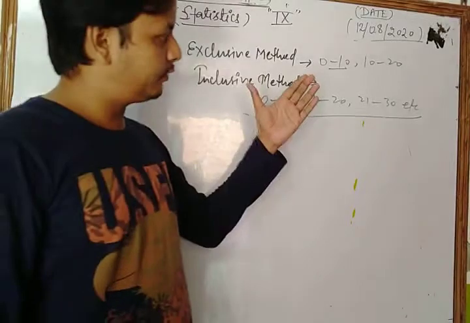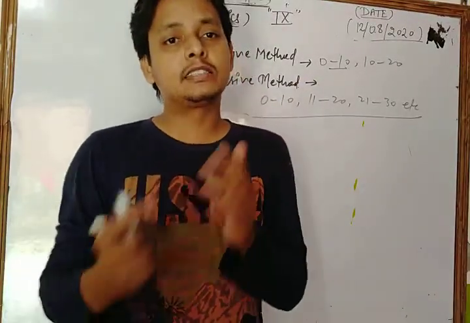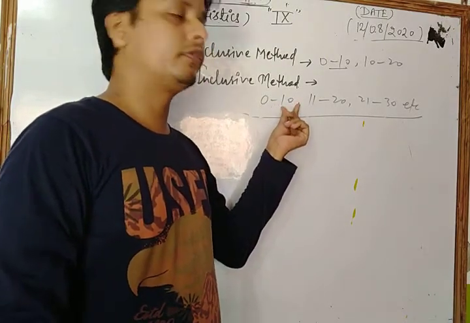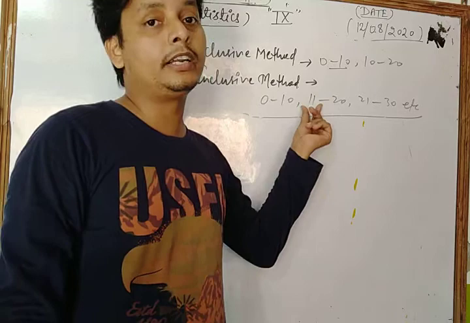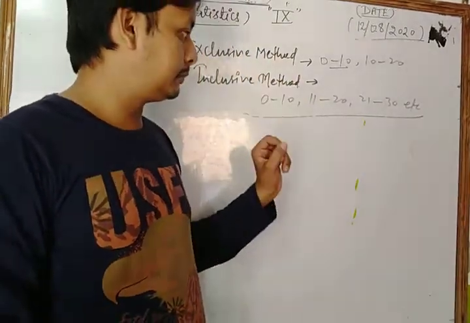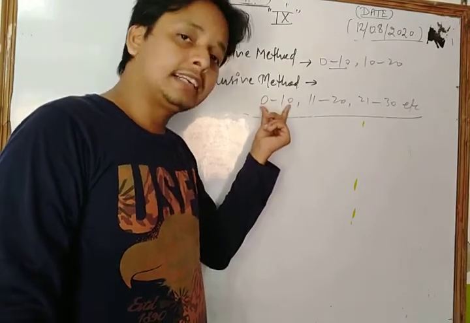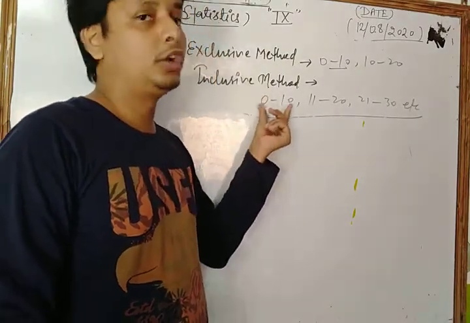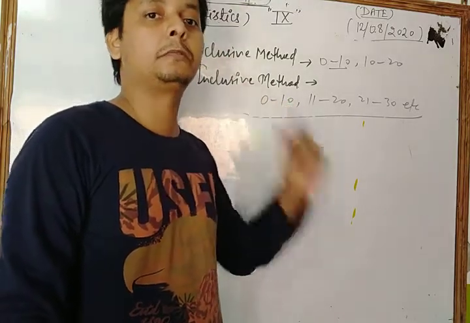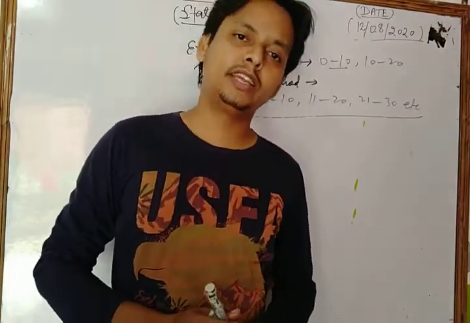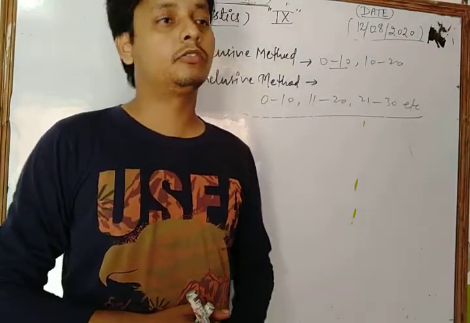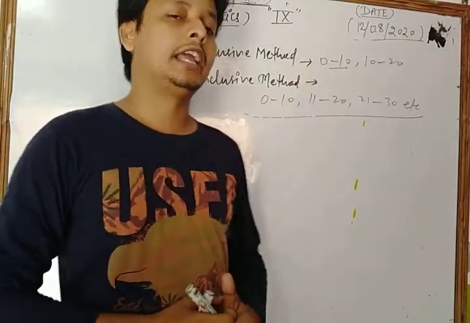In that method the upper limit of one class is not the same as the lower limit of the next class. One important thing is that here, in that type of method, we include both the lower as well as the upper limit in a particular class interval. So dear students, these are the very important methods: exclusive and inclusive.